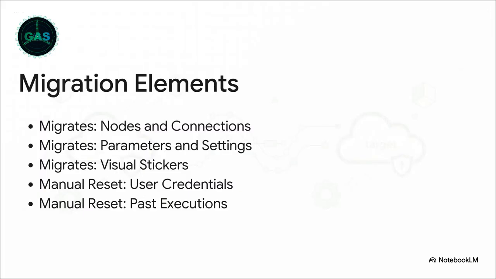Now, while the exact business logic transfers flawlessly via this JSON payload, meaning your nodes, connections, and complex parameters all move over perfectly, there are some deliberate security limits we need to talk about. For obvious security reasons, things like user credentials, account users, and historical execution logs do not migrate. There's no automated workaround for this, and honestly, that is a really good thing. You definitely want to be manually resetting and re-authenticating those secure credentials whenever you're spinning up a brand new environment.